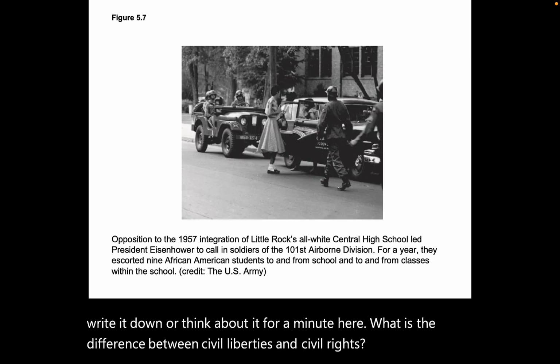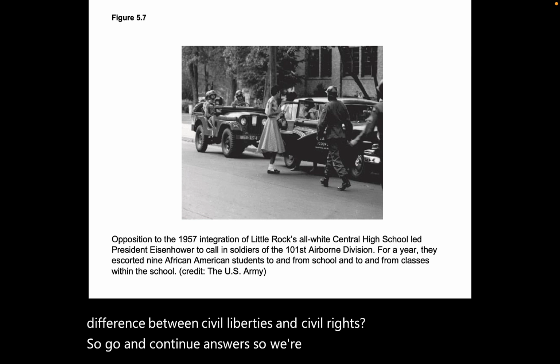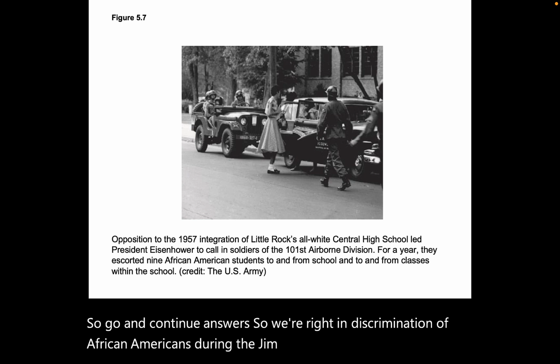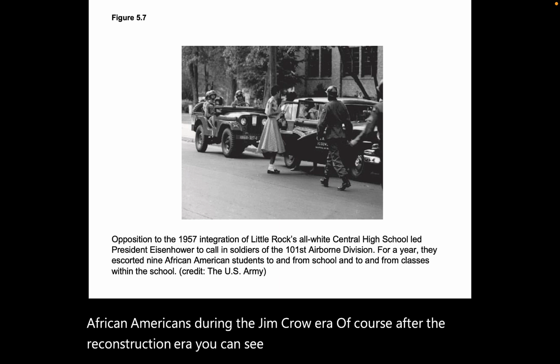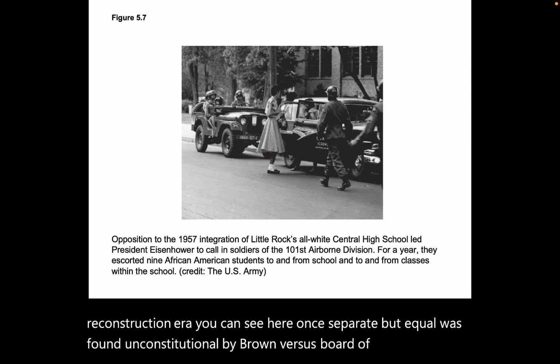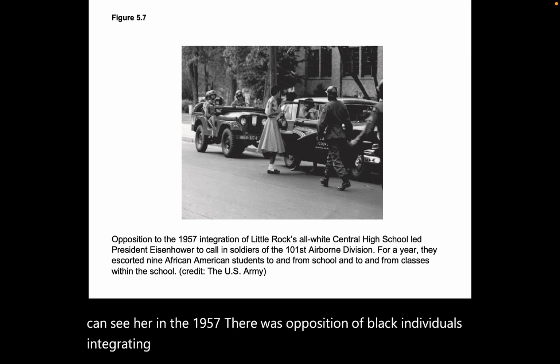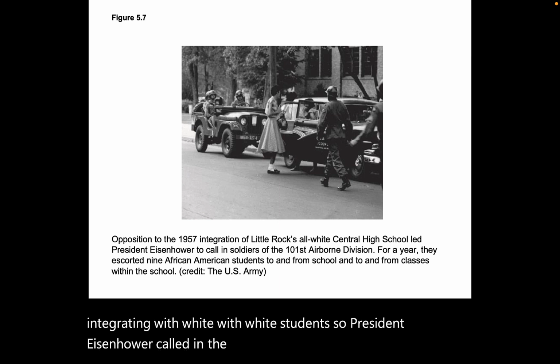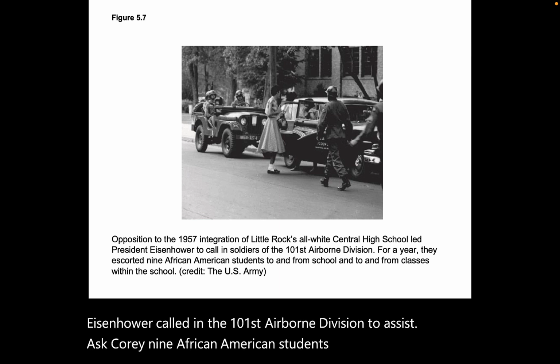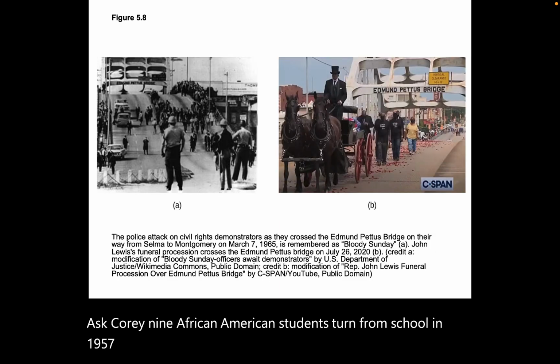Continuing on to civil rights and discrimination against African Americans during the Jim Crow era, after the Reconstruction era. You can see here that separate but equal was found unconstitutional by Brown versus Board of Education. In 1957, there was opposition to Black students integrating with white students. President Eisenhower called in the 101st Airborne Division to escort nine African American students to and from school in Little Rock, Arkansas.